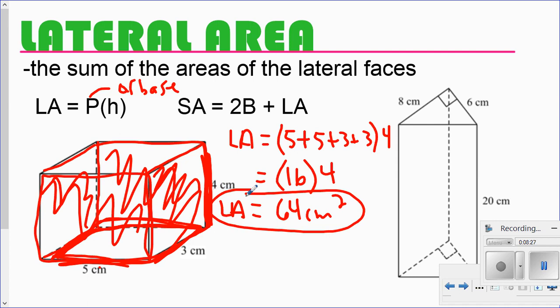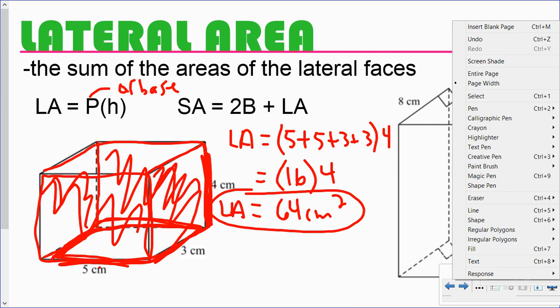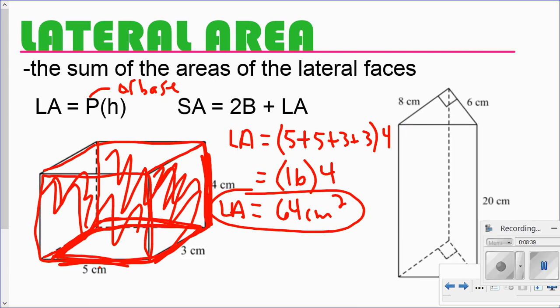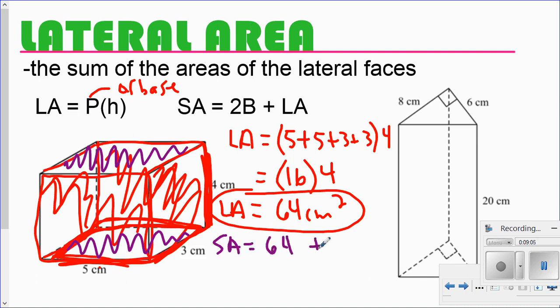Well, now because we've already figured out the lateral area for this same problem, all I need yet are the area for the top and the bottom, or the bases, and then I will have the entire surface area. Surface area is defined as 2 times the area of the base plus the lateral area. We have the lateral area. Now we just need the area of the bases, the top and the bottom, and we'll add that on to the lateral area. So for surface area, we're going to take 64, which is the lateral area, and add on 2 times the area of the bases.